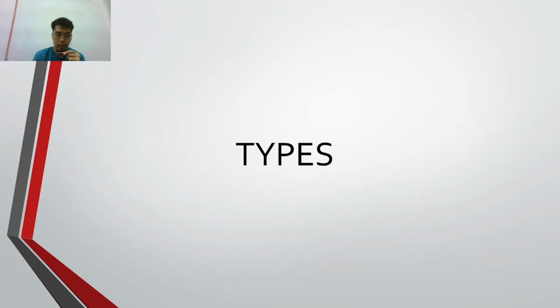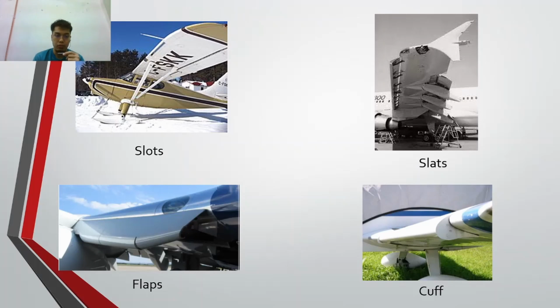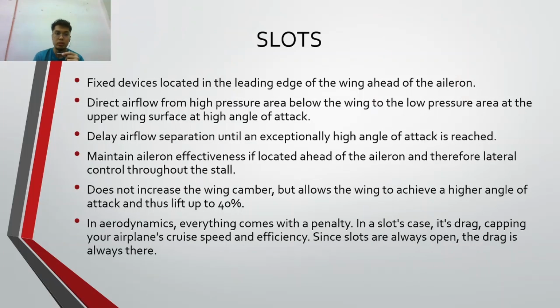There are several types of leading edge devices. Now we'll be focusing on the types of leading edge devices. There are four: the slots, slats, flaps, and cuff. First we'll go to slots. What is a slot?